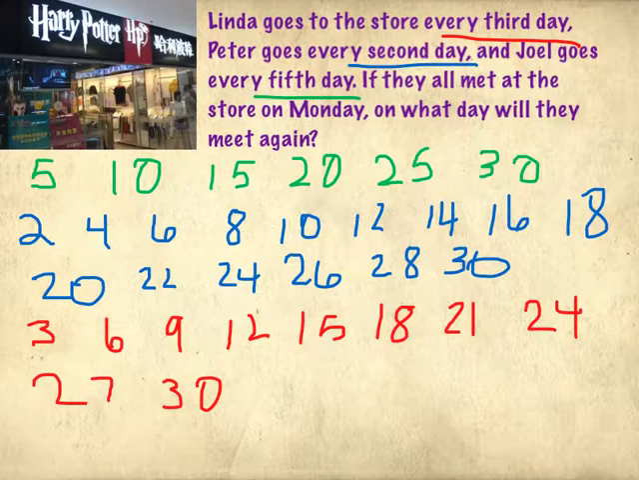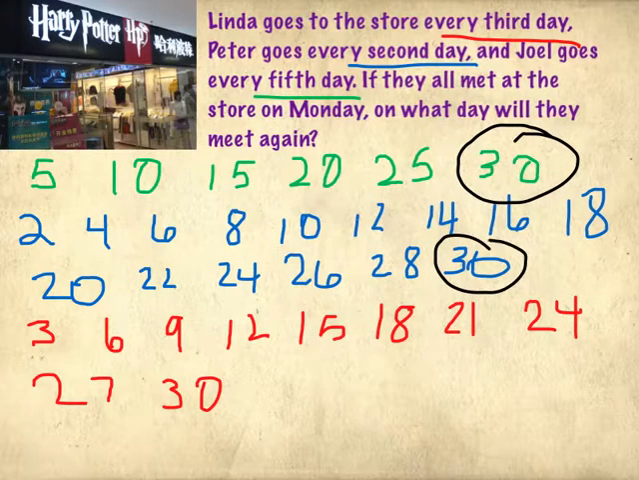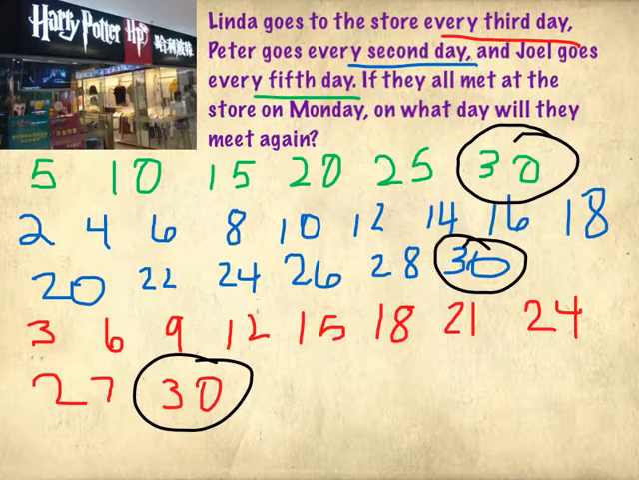Now what I want to do is find the smallest number that is in all three lists. So the smallest number that shows up in all three is, I think, going to be 30. Yes, it's 30. So I know it's going to take 30 days until they meet again.